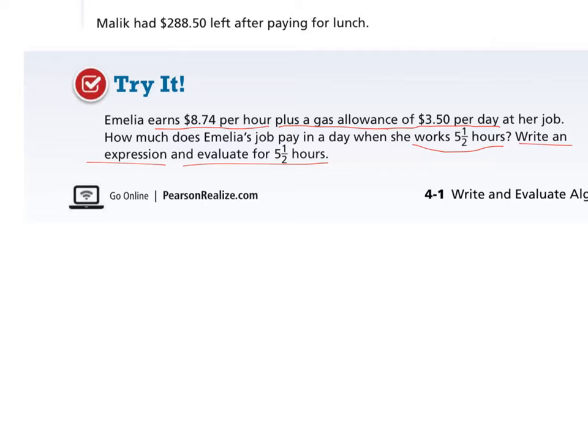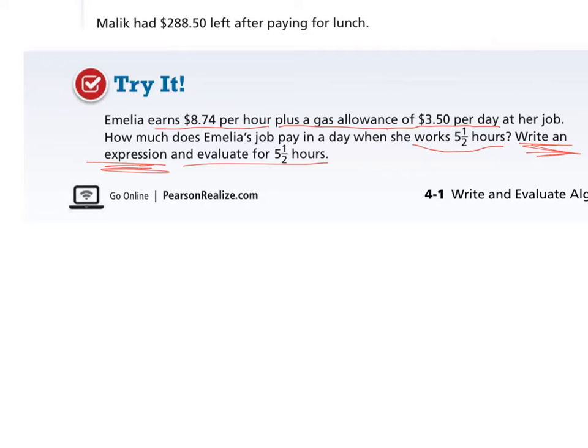So this specifically says for us to write an expression. Remember, an expression versus an equation. An expression does not have an equal sign in it. So we're going to write something that does not have an equal sign that we're just going to be simplifying here in a minute. So $8.74 per hour plus her gas allowance is $3.50 per day.